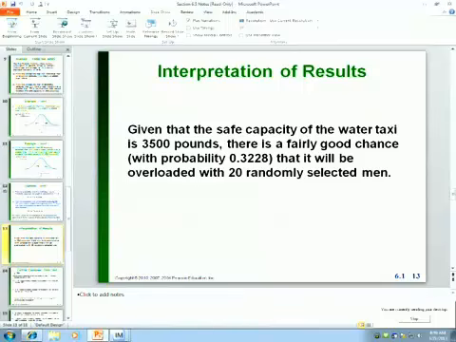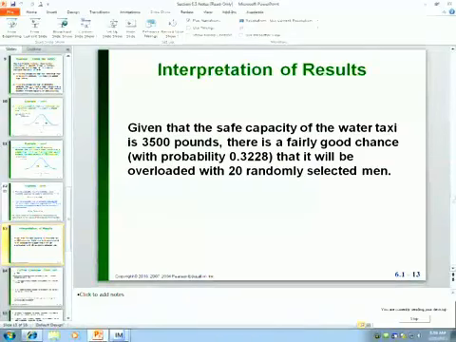Because the probability that the group's average was more than the safe load is 0.3228. That wouldn't be good. 1 out of 3 times the boat's going to sink. That's not good at all.